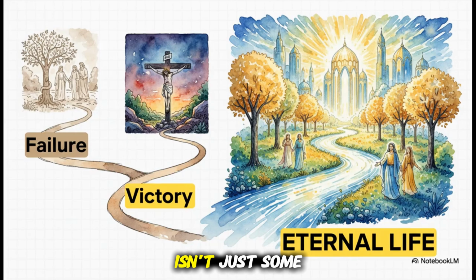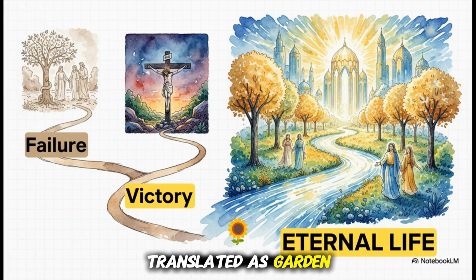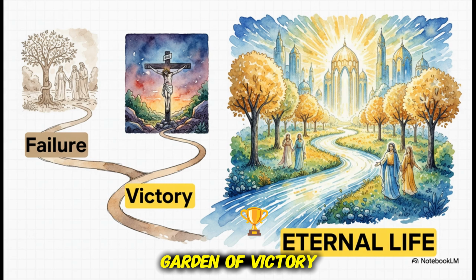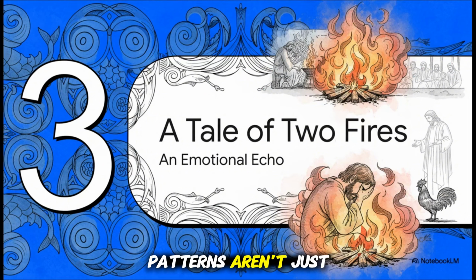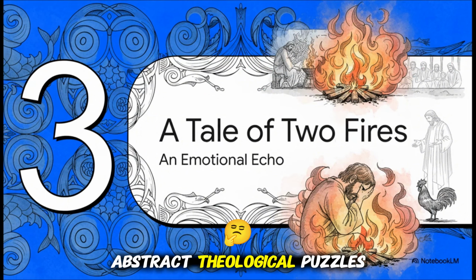And this symmetry isn't just some clever literary trick. It actually points forward. The Greek word for paradise, which is used to describe the ultimate reward, can also be translated as garden. So you get this incredible sequence: the garden of failure, the garden of victory, and finally, the garden of eternal life.